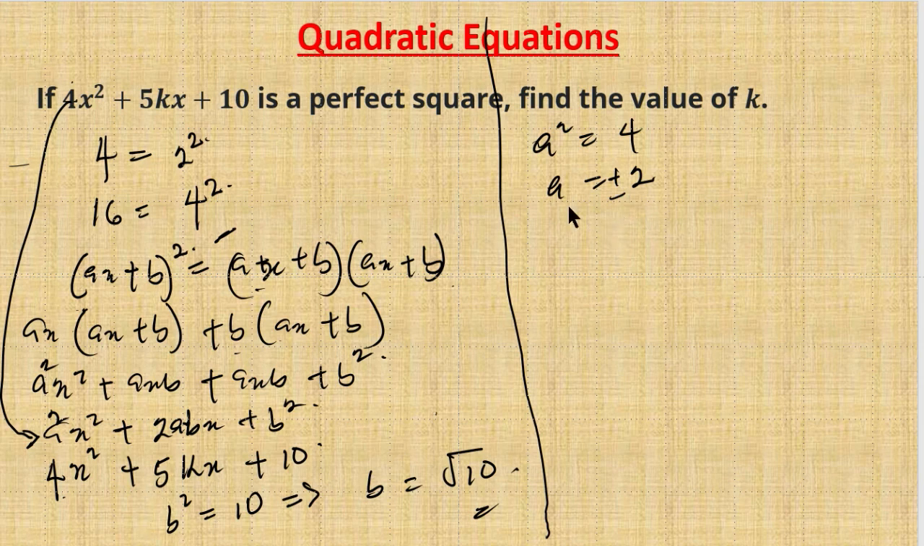Now, if a is equal to plus or minus 2 and b is the root of 10, obviously my 5k is equal to 2ab. I'll just pick this to equate here, which are the coefficients of x, so that my k is equal to 2ab all over 5. Now what is a? a is plus or minus 2, and what is b? b is the root of 10.